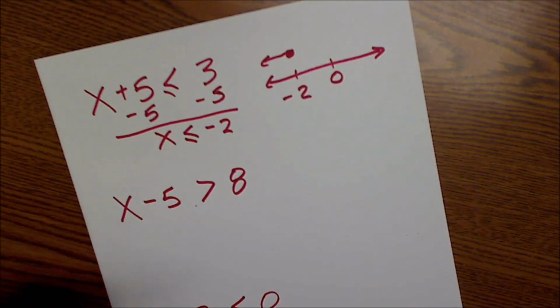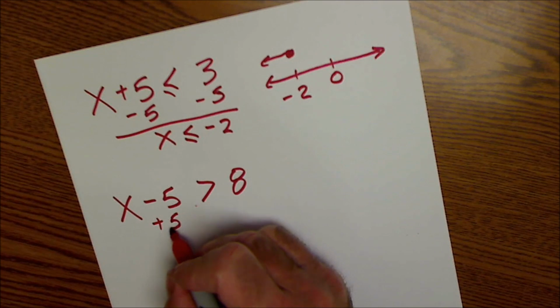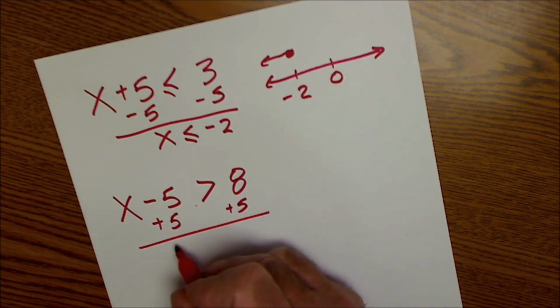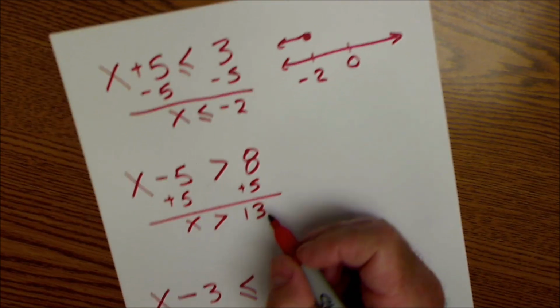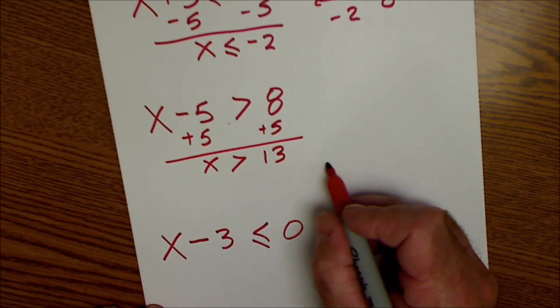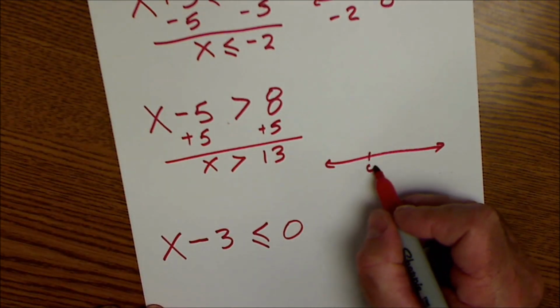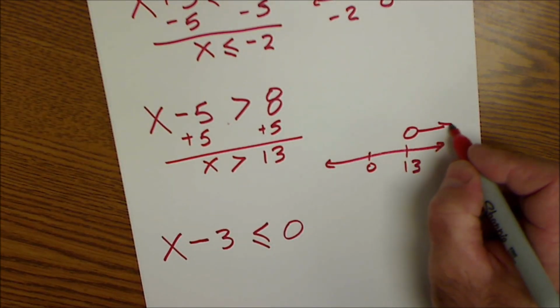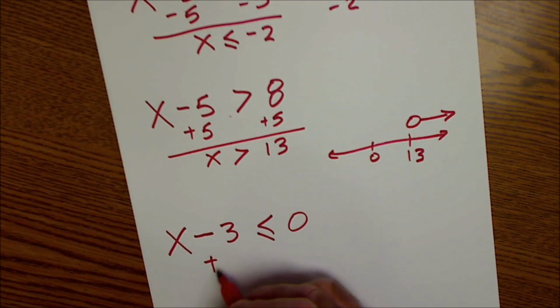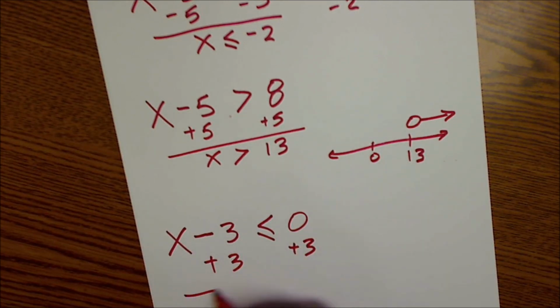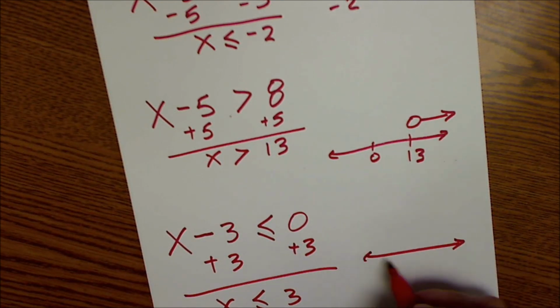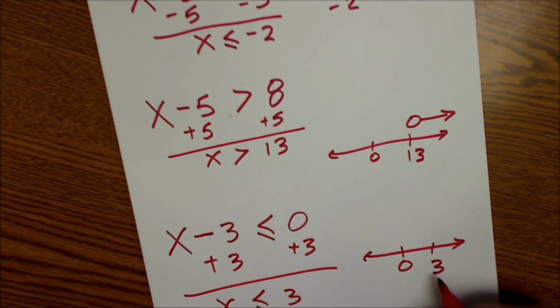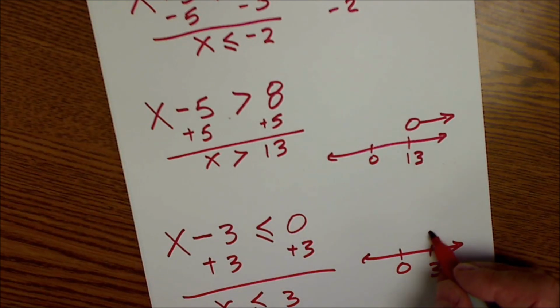Okay. This one right here, I'm going to add 5 to both sides to get x is greater than 13. On my number line, I'm here at 13. It is an open circle, and it's everything greater than it. Lastly, I'll add 3 to both sides here. x is less than or equal to 3. On my number line is 0, 3, closed circle because it includes 3, and it's everything less than that side of it.